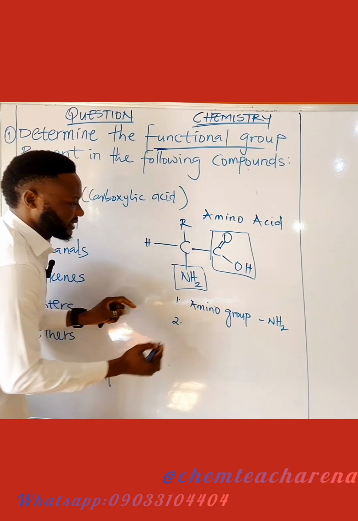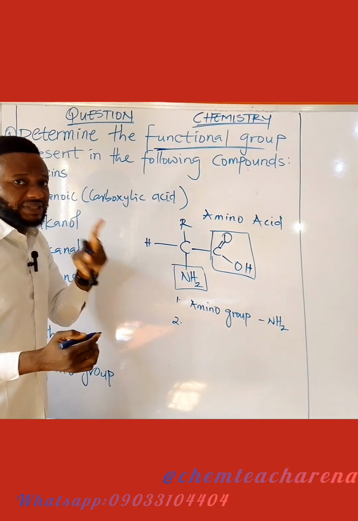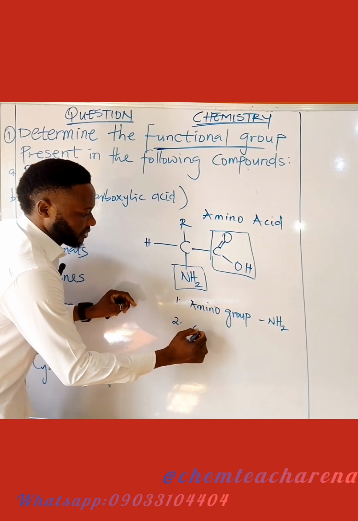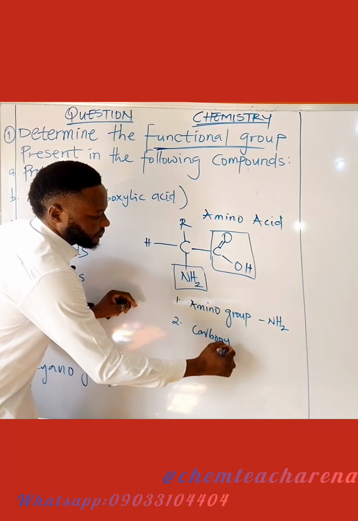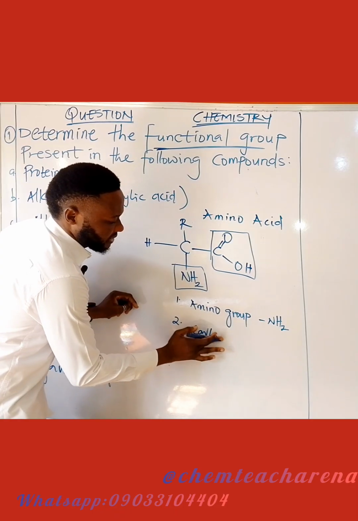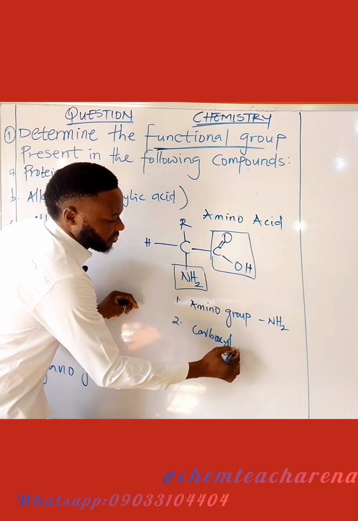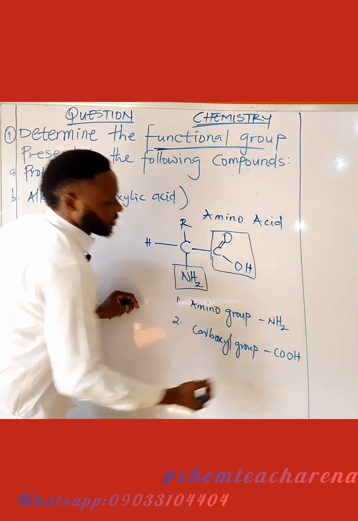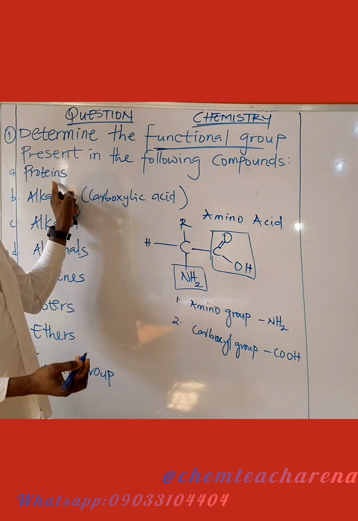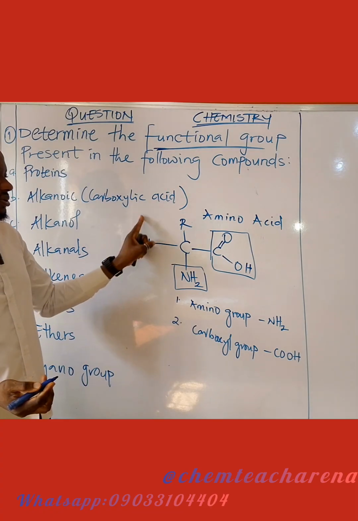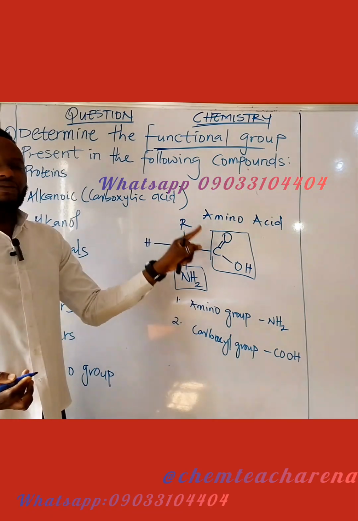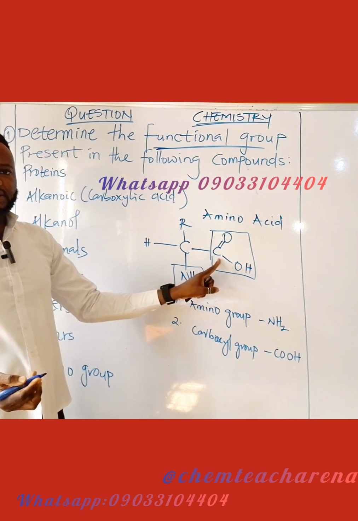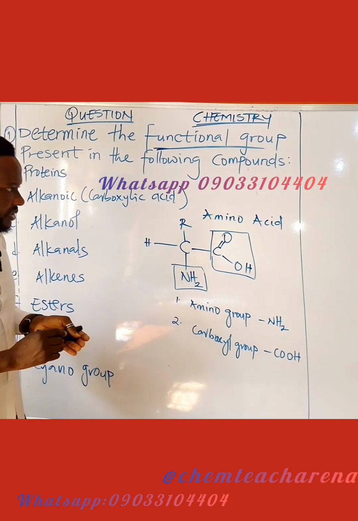Then because I said it is bifunctional, that means it has two functional groups, this one and this one. So you say the carboxyl group, which is COOH. This is the answer to this first question. I hope that is clear. This is the general representation of amino acid, and the functional groups present are this and this. Is that clear? So we move on to the next one.